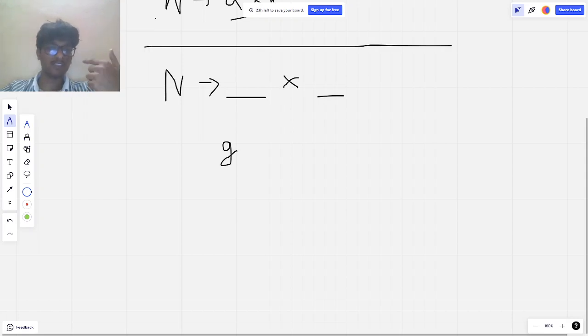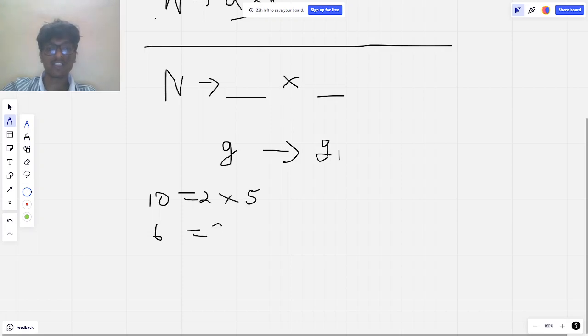But our goal is to change this g into a g1 such that this g1 will definitely be a factor of n. How will we do this? As I said, we need to find the factor of n, but technically we don't need to find a factor of n, we only need to find a shared factor. Shared factor means, for example, if we have 10 and 6, the factors of 10 are 2 times 5 and the factors of 6 are 2 times 3. So even though 6 is not a factor of 10, both of these have a common factor of 2.